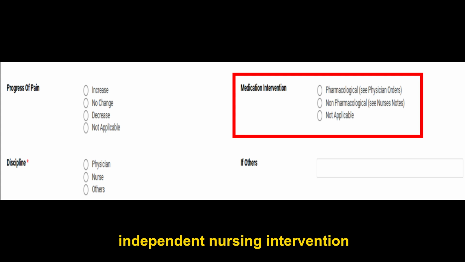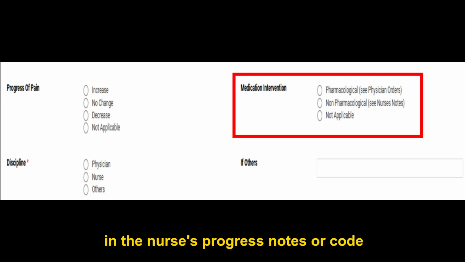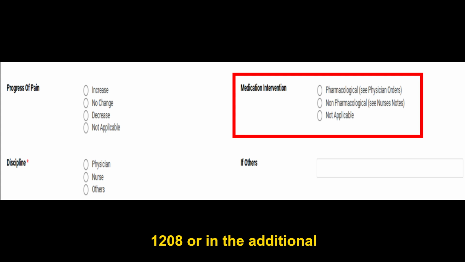Non-pharmacological or independent nursing intervention is provided to the patient such as diversional activities such as listening to music, watching television, conversation and emotional support, warm or cold application, relaxation techniques such as deep breathing exercise, ambulation if tolerated, environmental modification, repositioning or immobilization. Take note that all the independent nursing interventions rendered to the patient must be reflected in the nurse's progress notes, or Code 1208, or in the additional notes.